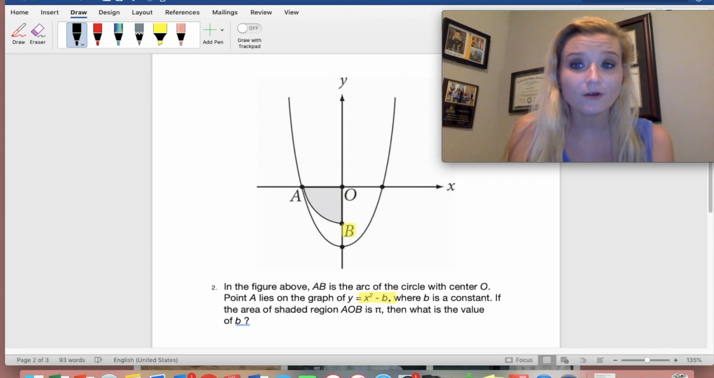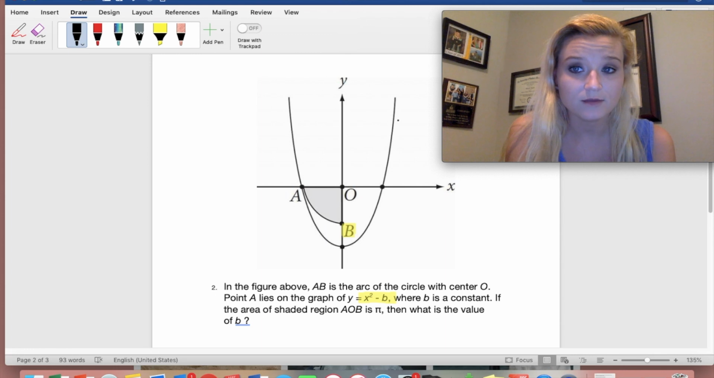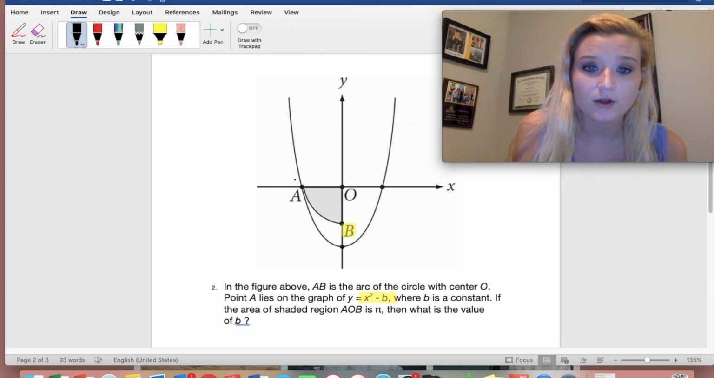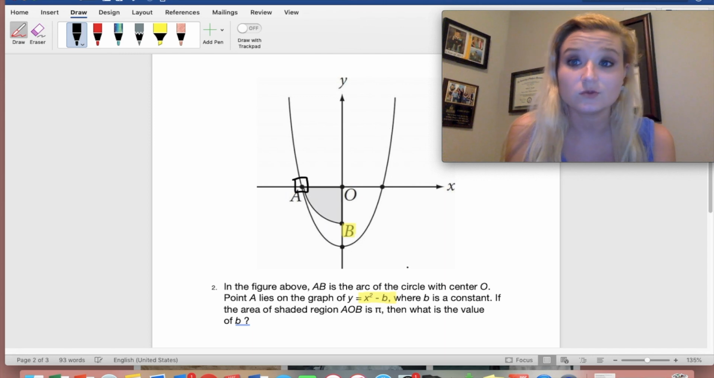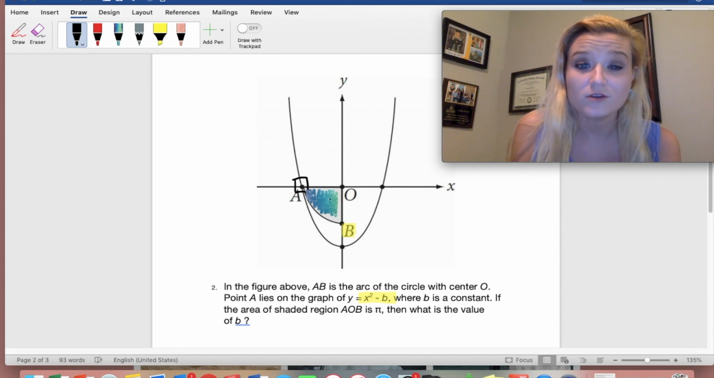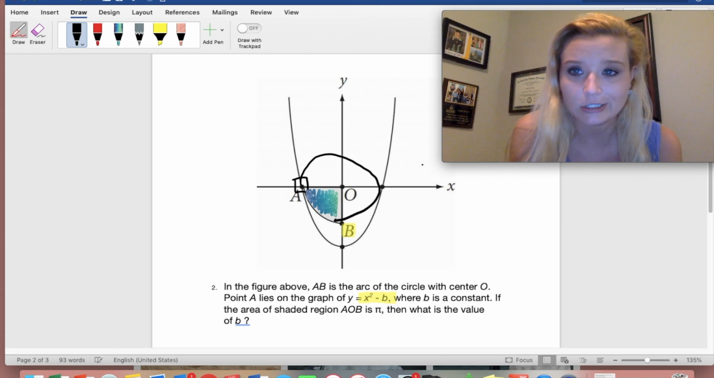To be able to solve for that b, we're going to have to find a point that falls on the parabola that we can plug in for x and for y to work backwards and solve for the b. Looking at the graph, we can see that point A falls on the parabola, so we need to find a way to figure out the coordinate of point A. Now they told us that the area of this shaded region right here is pi, and that shaded region is 1/4 of a full circle if we were to draw it in, and that's terrible, but you get the point.